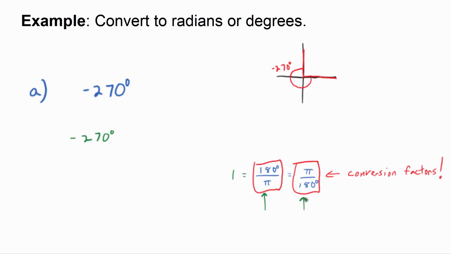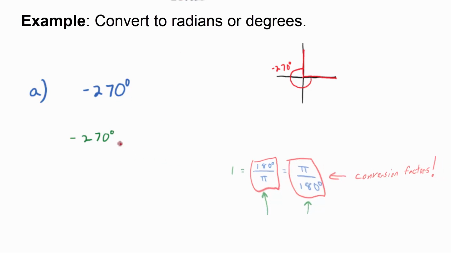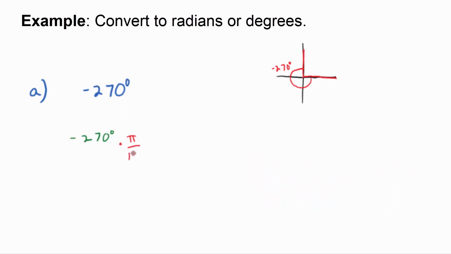I want the degrees to cancel. I want the degrees to go away. So I multiply by pi over 180 degrees. The reason I know that's going to work is because units cancel just like numbers do, and I'll be left with radians. I didn't write it down, but it's pi radians.